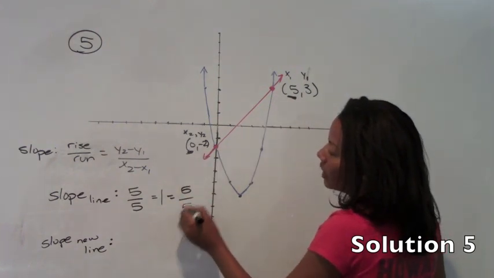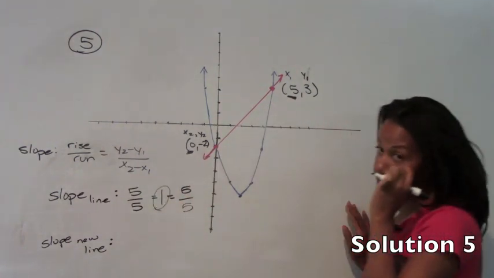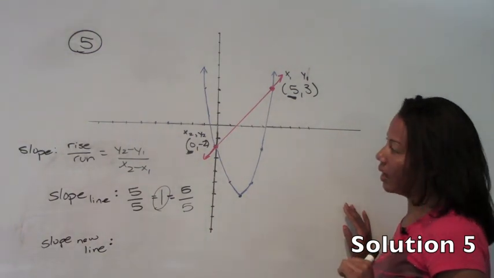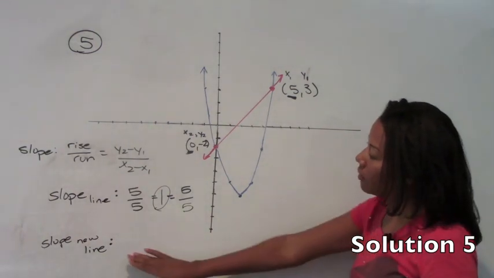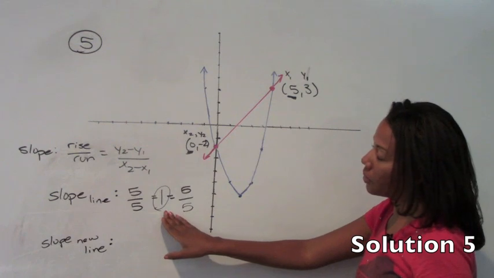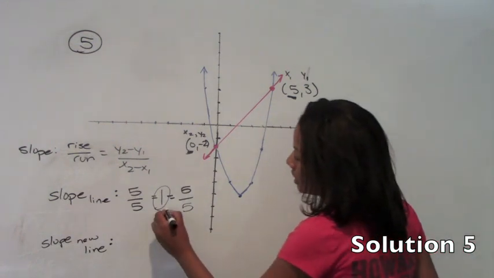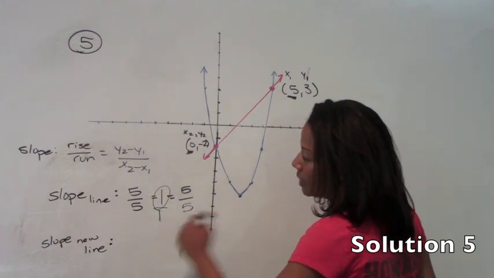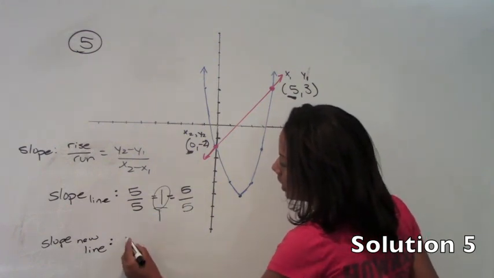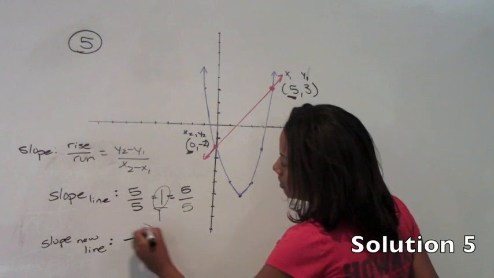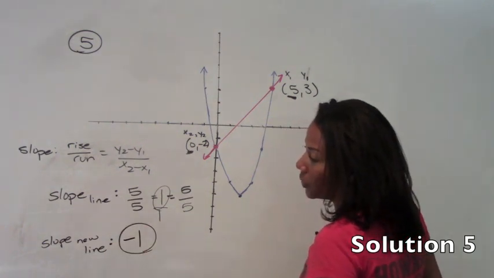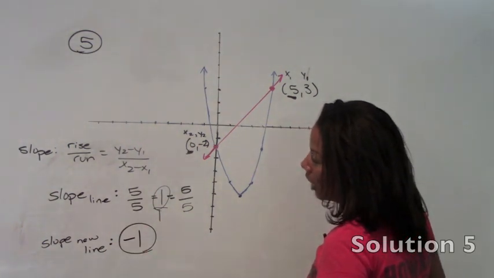So either way, you're going to get 1 or 5 over 5. Okay? So the slope of your new line has to be the negative reciprocal of this. Well, the reciprocal of 1 is just 1, because this 1 is over 1. If we flip it, it's still over 1. And we want the negative reciprocal, so that's simply negative 1. So the answer is A for number 5.